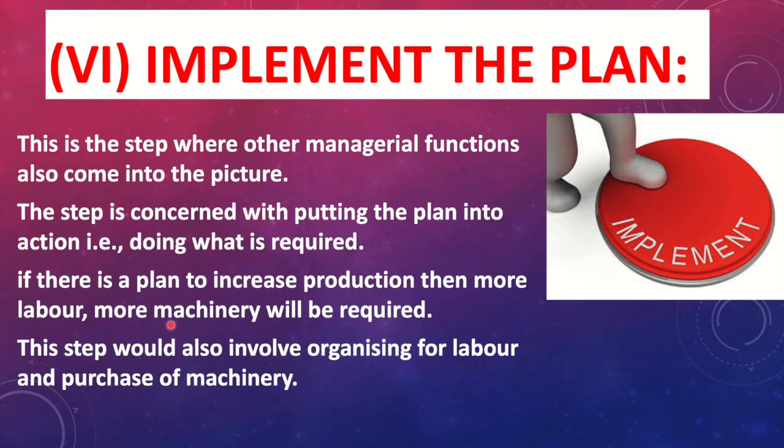So how many machineries do you need? How many more people do you need? So all those things would now be decided. So basically, this step would also involve organizing for labor and purchase of machinery. Getting it? So this is the step which actually starts action. So now we will be implementing that plan. How to implement it, that is what we need to decide at this juncture. This is the sixth step of planning.